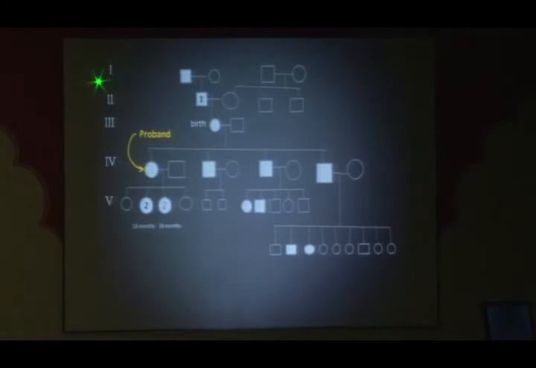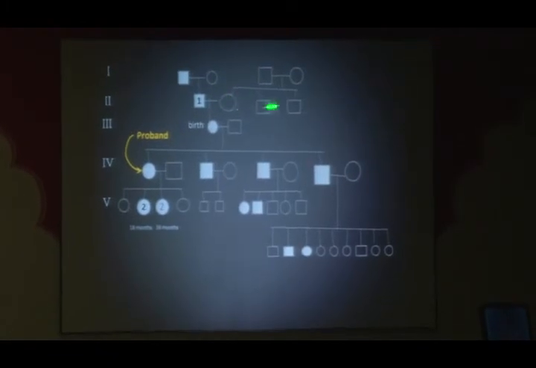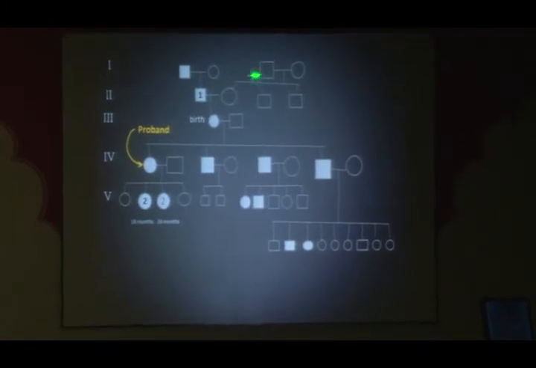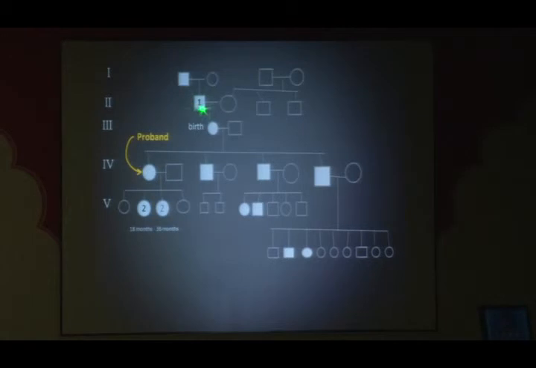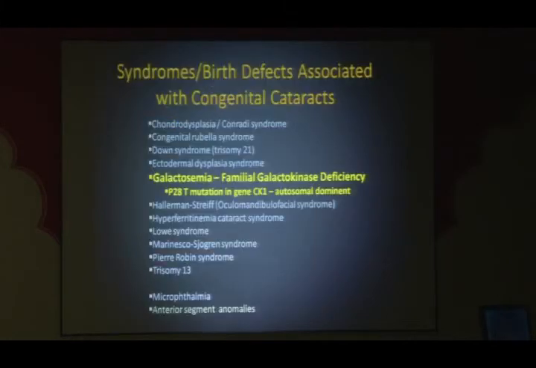At birth, the mother had it. And over here, the family 1 and 2, very poor tracking because they were Holocaust victims. They died from the Nazis, but from some photographs it was seen that the grandfather had a cataract. So this is a family history. It doesn't always occur to other people. It could occur within your own family.